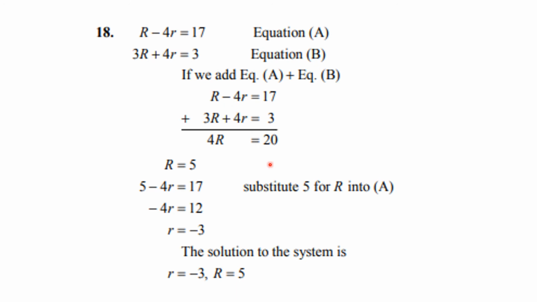Again, we had to reorganize that because we want the capital R's under the capital R's, the lowercase r's under the lowercase r's, and the constants under the constants. But now what we can do is add the equations together. We get 4r is 20, r is 5, and we substitute 5 for r into the first equation, and we find out that lowercase r is minus 3, and uppercase R is 5.